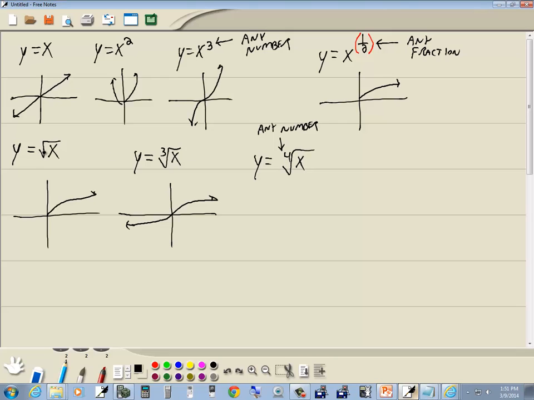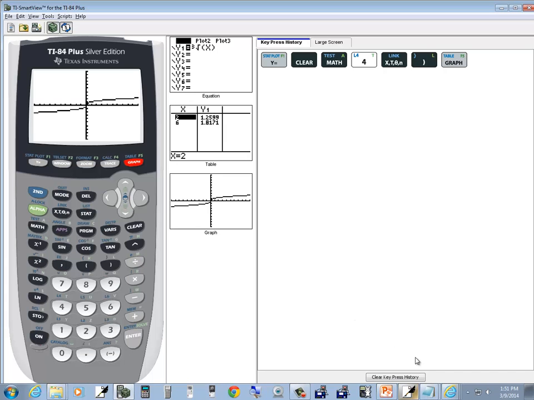Now we already covered square root, which is index 2, and cube root, which is index 3. So this is where you've got 4 and above. You could have 5 in there, you could have 20, you could have 201. So, fourth root of x.